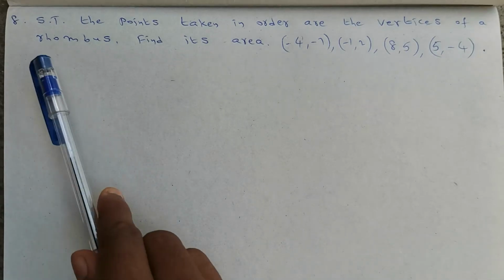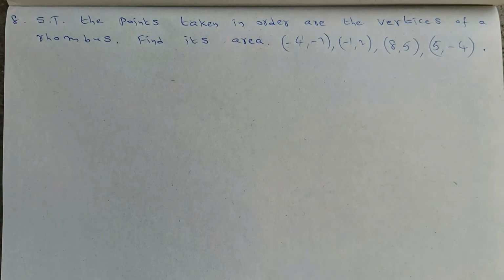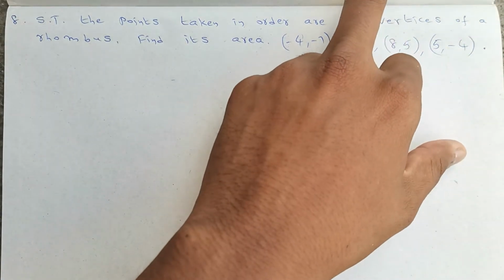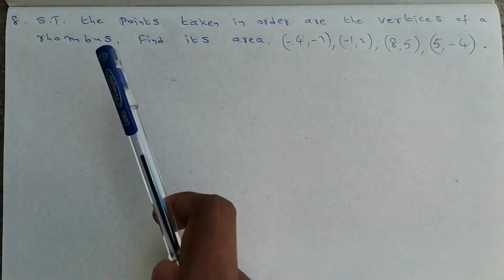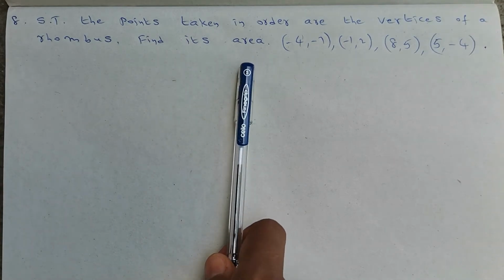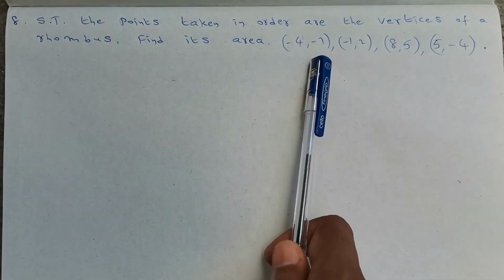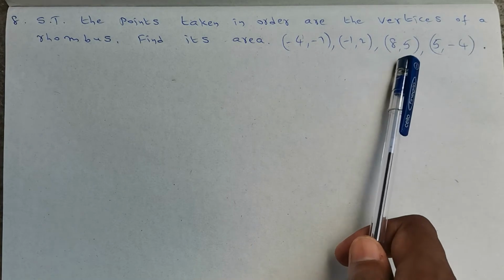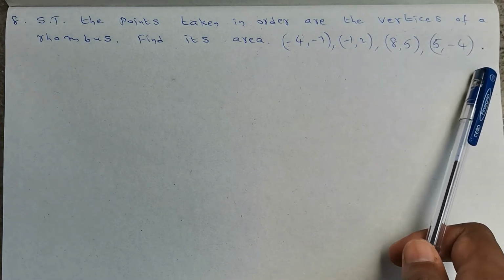And question number 8 is, show that the points taken in order are the vertices of a rhombus. Then find its area. And the points are given as minus 4 comma minus 7, minus 1 comma 2, 8 comma 5 and 5 comma minus 4.